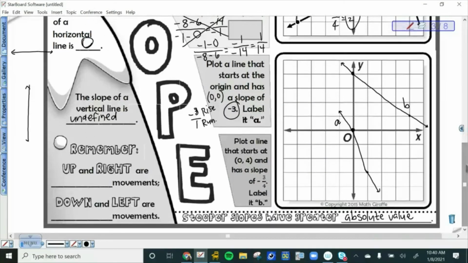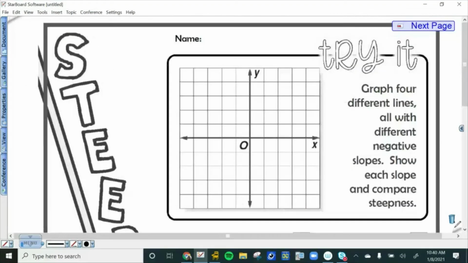And from these two little notes, remember, up or right are going to be positive movements. Down or left is going to be a negative movement. Cool. Great, let's go on to the next page. What was the slope of a vertical line? Undefined.